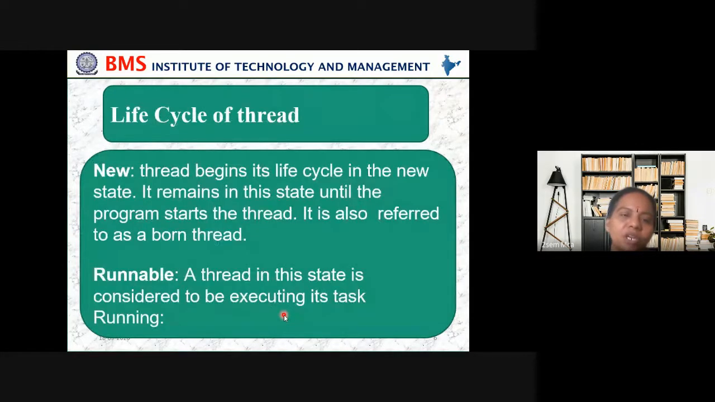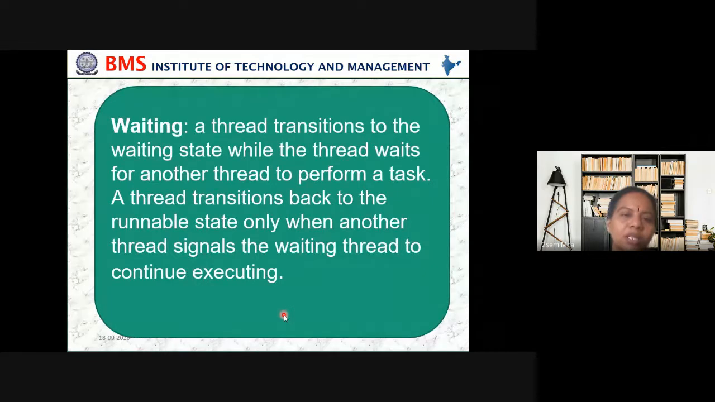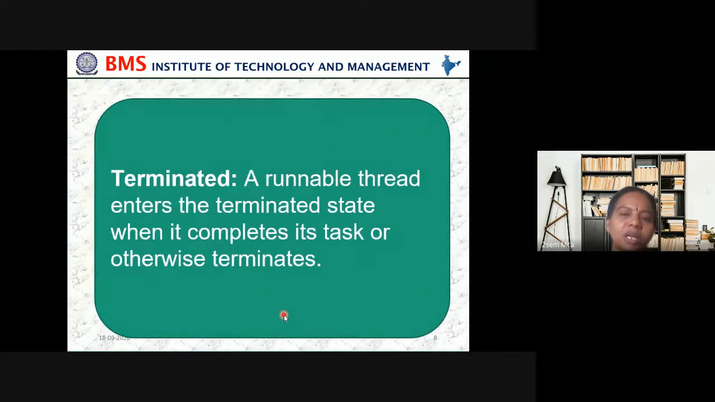Then the life cycle of a thread: new, runnable, waiting, terminated. In the new state, a thread begins its life cycle. Runnable: a thread in this state is considered to be executing its task. Waiting: a thread transitions to the waiting state while it waits for another thread to perform a task. A thread transitions back to the runnable state only when another thread signals the waiting thread to continue executing. Terminated: a runnable thread enters the terminated state when it completes its task or otherwise terminates.